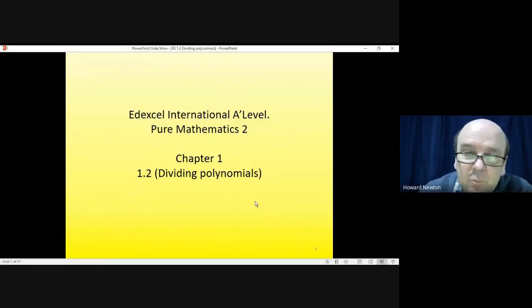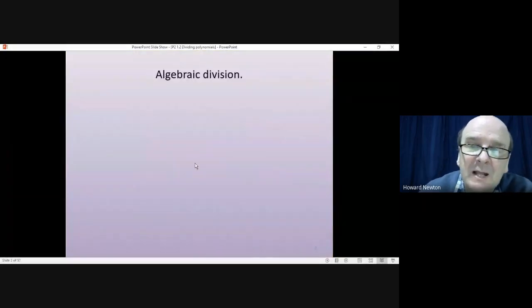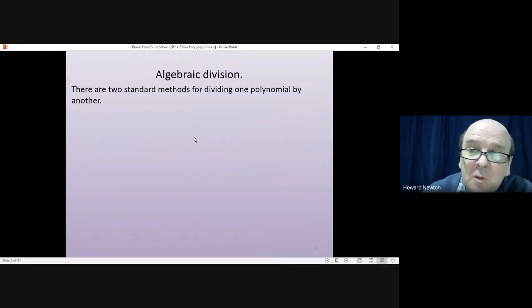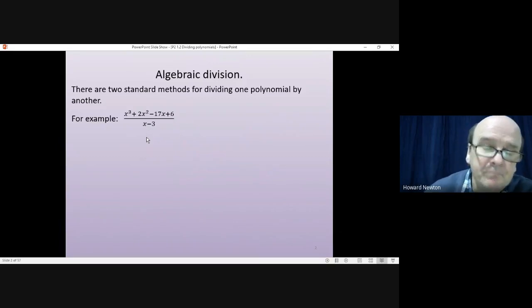In this lesson, we're on Chapter 1, section 1.2, Dividing Polynomials, also sometimes called algebraic division. There are two standard methods for dividing one polynomial by another, and we're talking about something like this: x cubed plus 2x squared minus 17x plus 6 divided by x minus 3. You'll always see these questions written as a fraction.